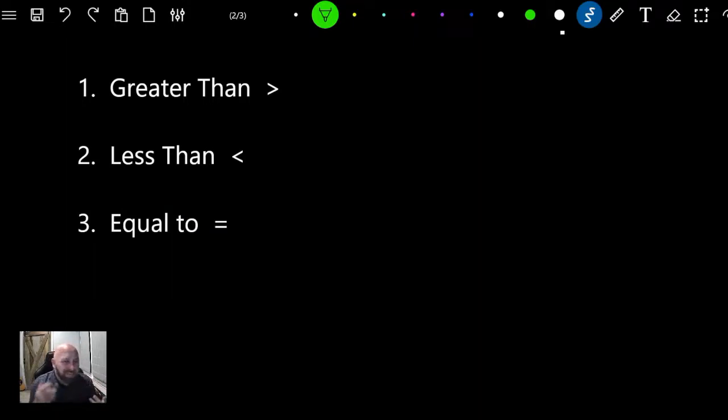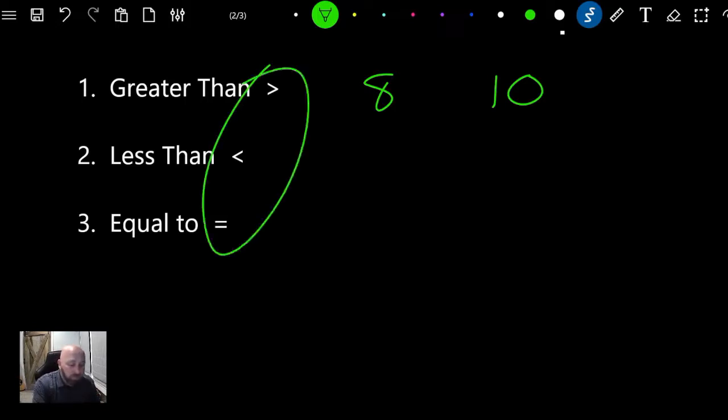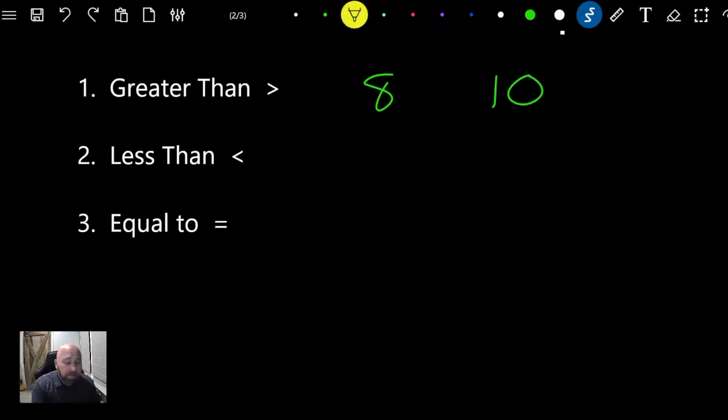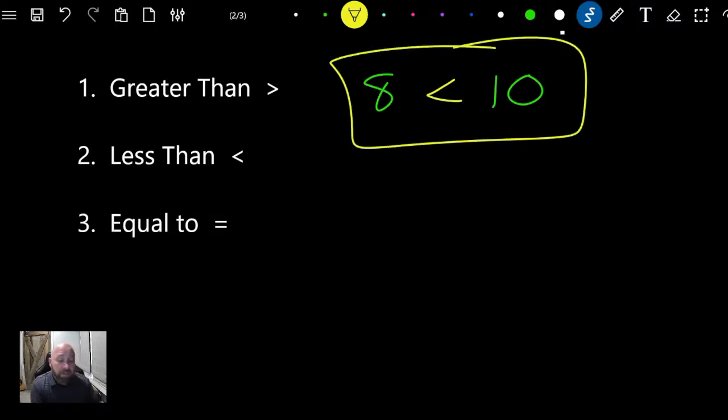All right, so let's talk about this. Let me show you this. So let's take 2 numbers. Let's take 8 and 10. Now, 8 and 10 have a relationship to each other. What is that relationship? Let's go through these different relationships right here. Is 8 greater than 10? No. Is 8 less than 10? Yes, it is. So we would use this one in this case, and we would say 8 is less than 10. And that would make this a true statement.